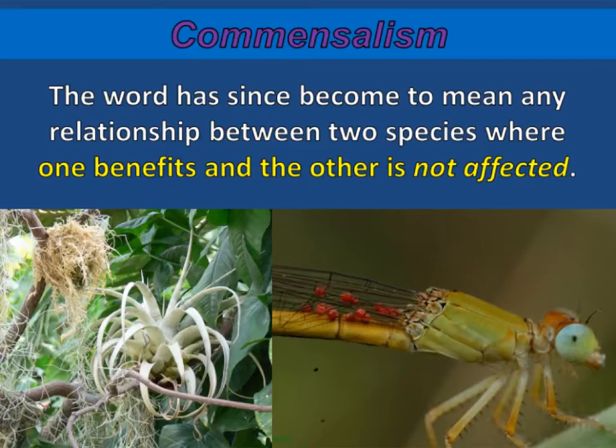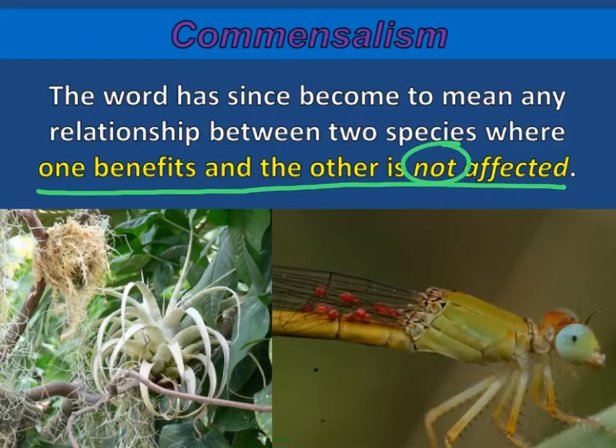Alright, on number 10, what makes a relationship commensalism? The word has since come to mean any relationship between two species where one benefits and the other is not affected. You wrote this earlier at the very top. Go ahead and write it again on number 10. What makes a relationship commensalism? You're going to write what's in yellow. One benefits and the other is not affected. That's number 10.